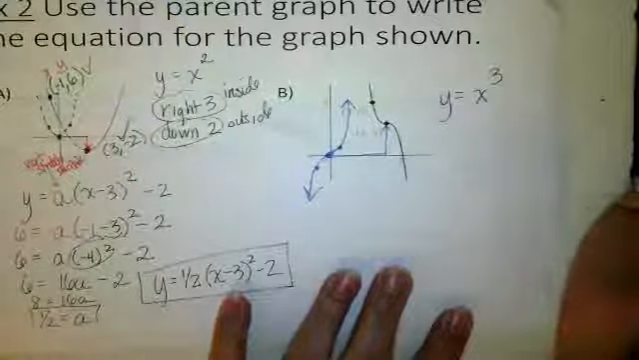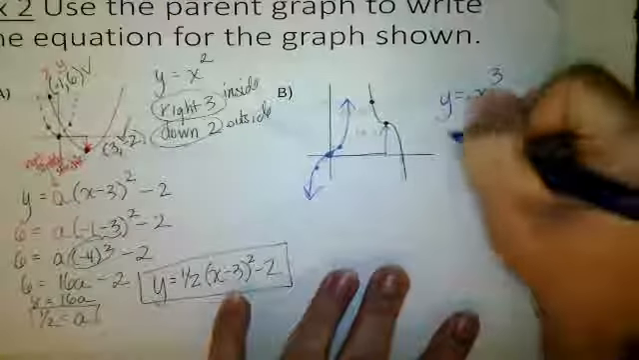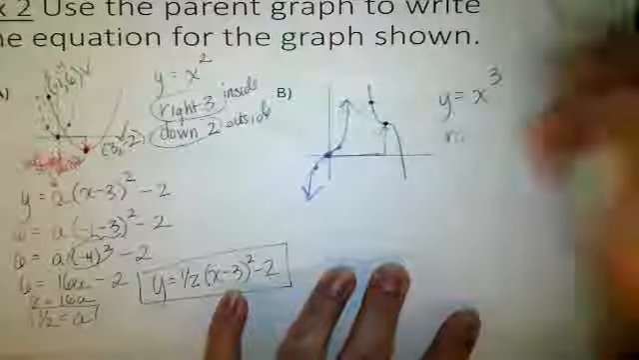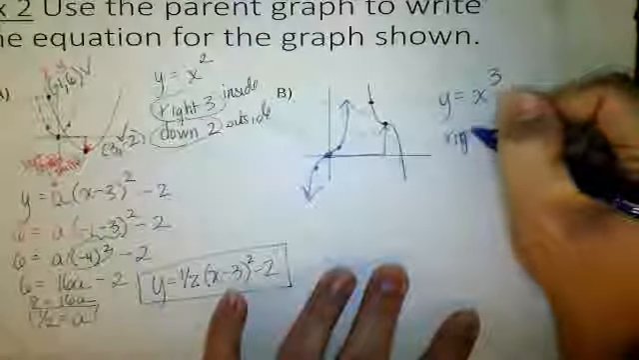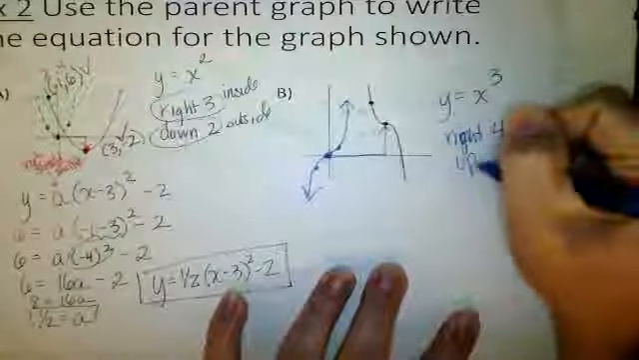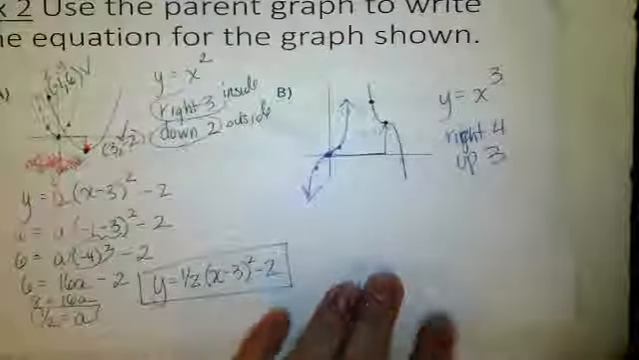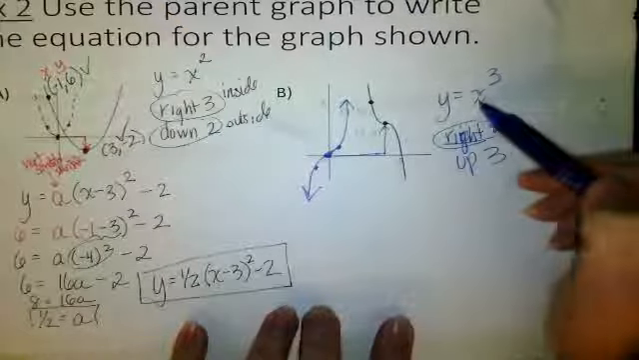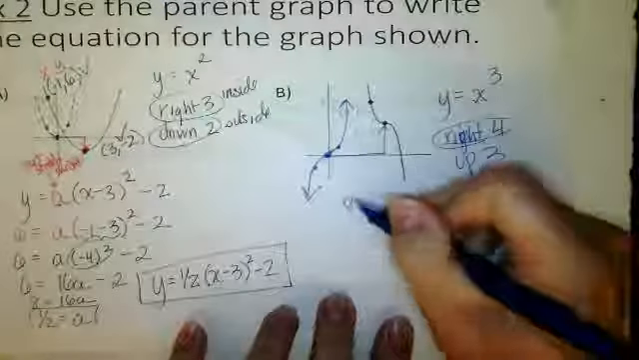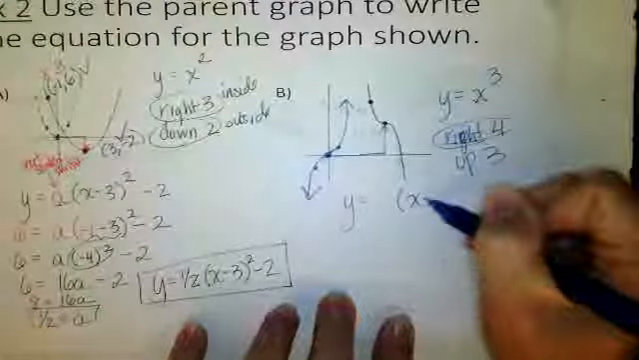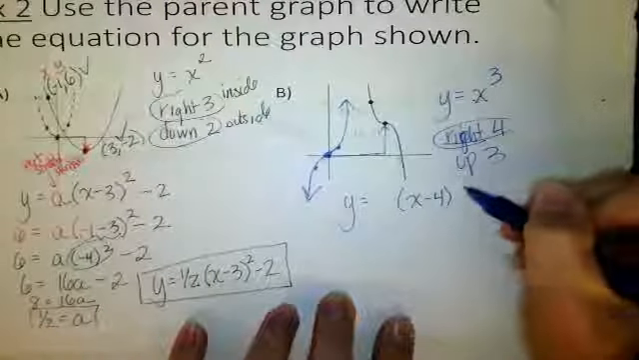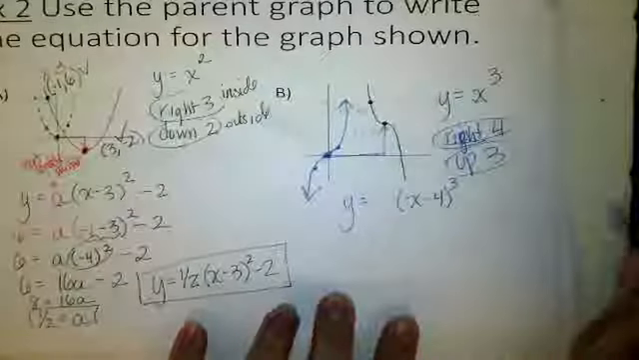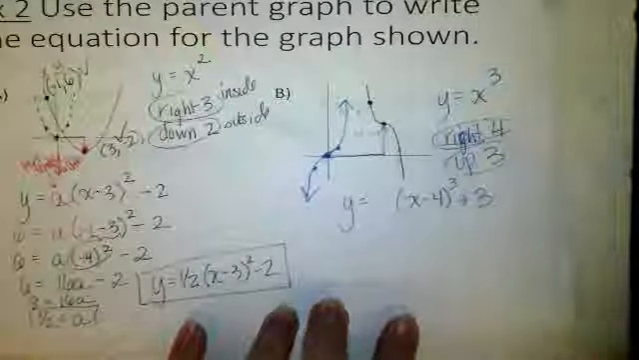How is it being slid? Right 4 and up 3. If we want to move right 4, how do I make a change to my parent function? X minus 4, good. And we need to cube that. And then if we go up 3, where do we put that number? Plus 3 on the outside.